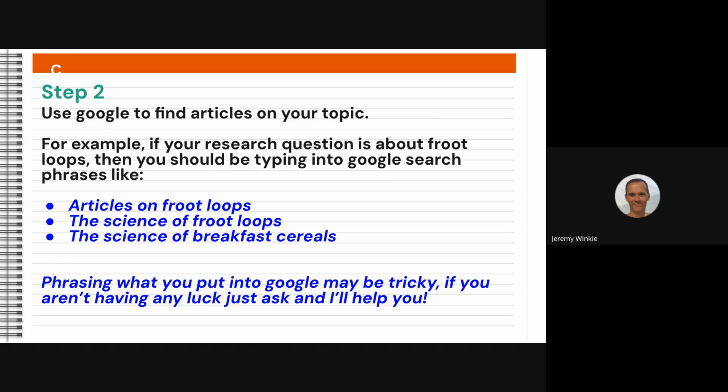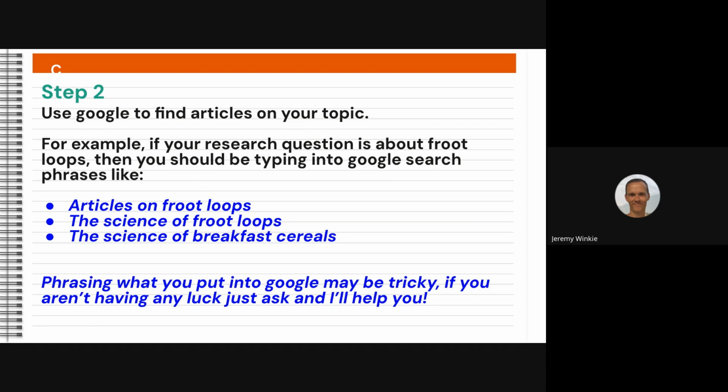Step two, you're going to use Google. That's probably going to be your best place to find 5 articles on your topic. Just as an example, if you were doing something on Fruit Loops, then you would go to Google and type in something like articles on Fruit Loops and then hit enter. It should pull up quite a few different websites and articles and maybe journals about Fruit Loops. You might want to try typing in the science of Fruit Loops or the science of breakfast cereals. So you might have to play with it and try typing different phrases in to get exactly what you need.